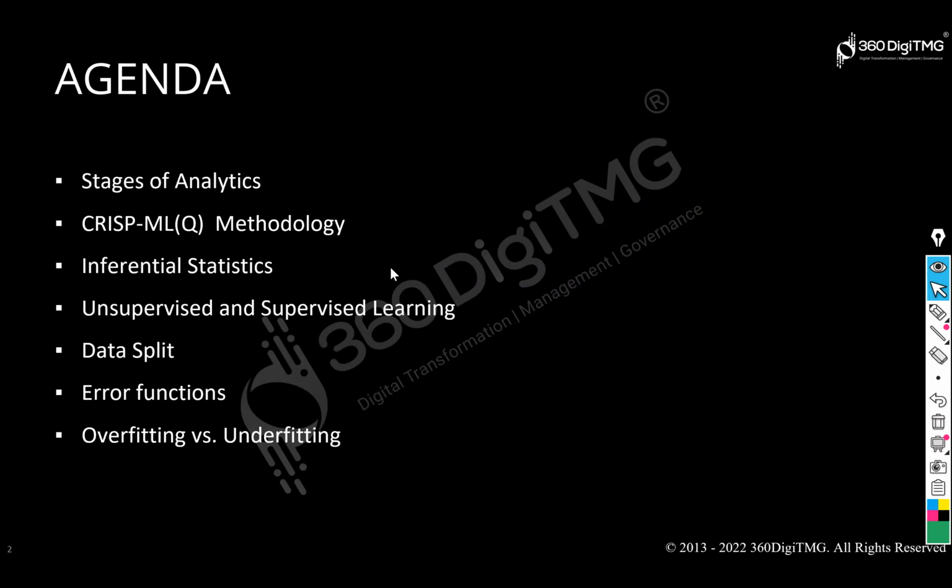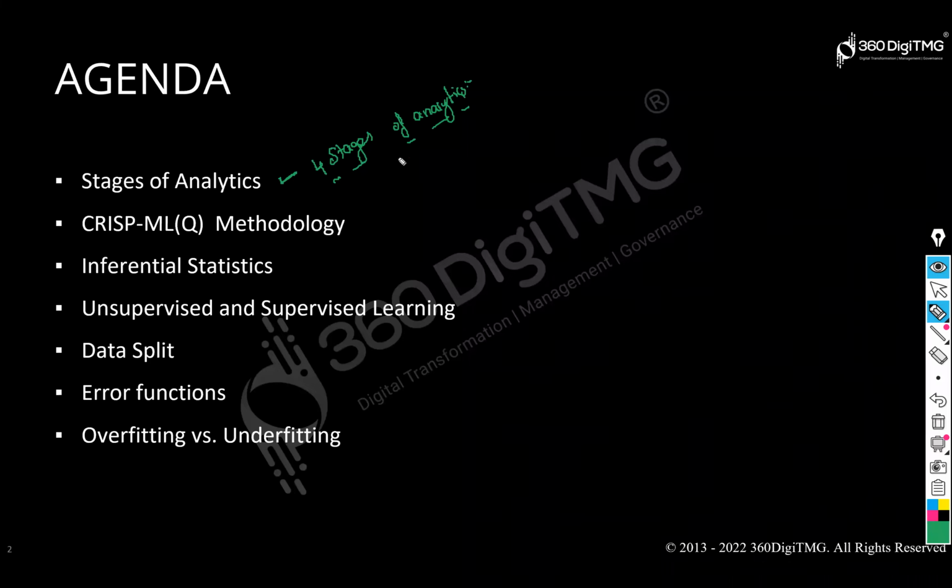We have stages of analytics. There are four stages of analytics. Before doing any data analysis or any analysis, you need to do all these four analysis steps one by one. What is it called?